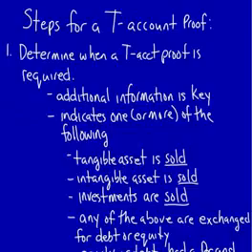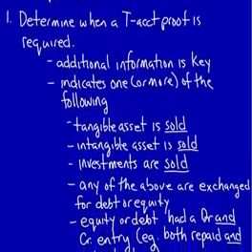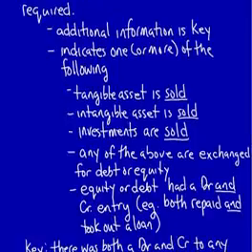For doing a T account proof, the first thing we have to do is determine whether a T account proof is even required. If any of these following things exist in your cash flow question, then you know you're going to have to do a T account proof. Key is looking at the additional information. It'll always indicate if multiple or only one of the following exists. So I'm going to move the page down a little. Anytime you see anything at all that has been sold, you probably need a T account proof.